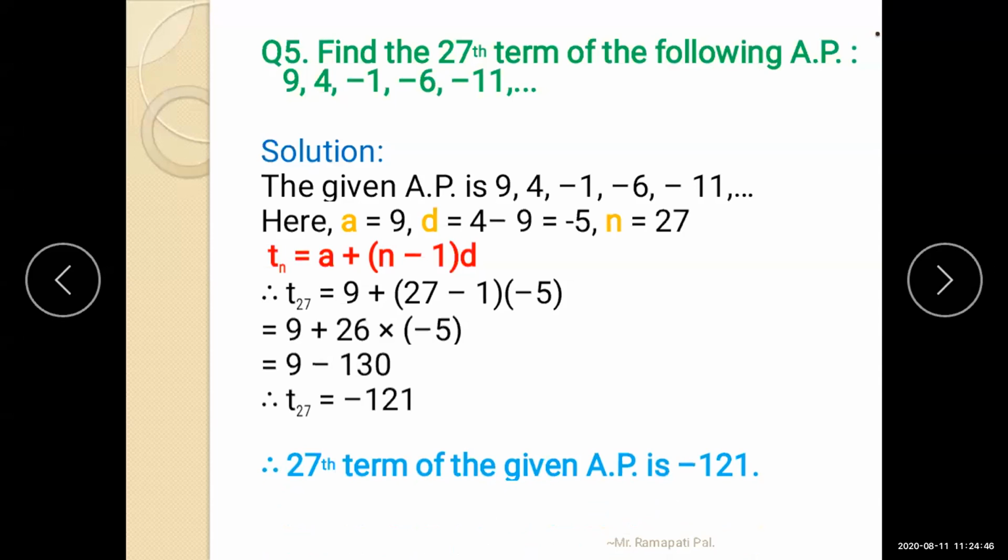Sure. Shall I proceed to the next question? Okay, very good. So many students are saying that they have understood. So we will start the next question. That is question number 6. Is it clear?